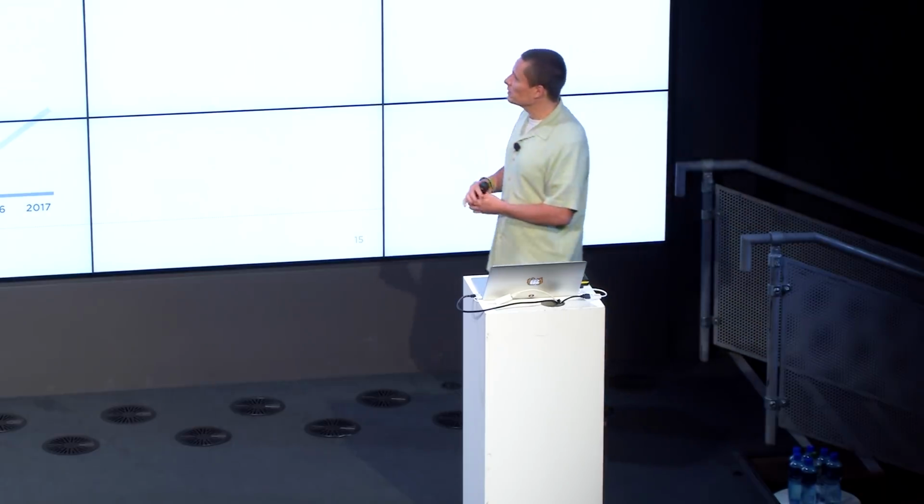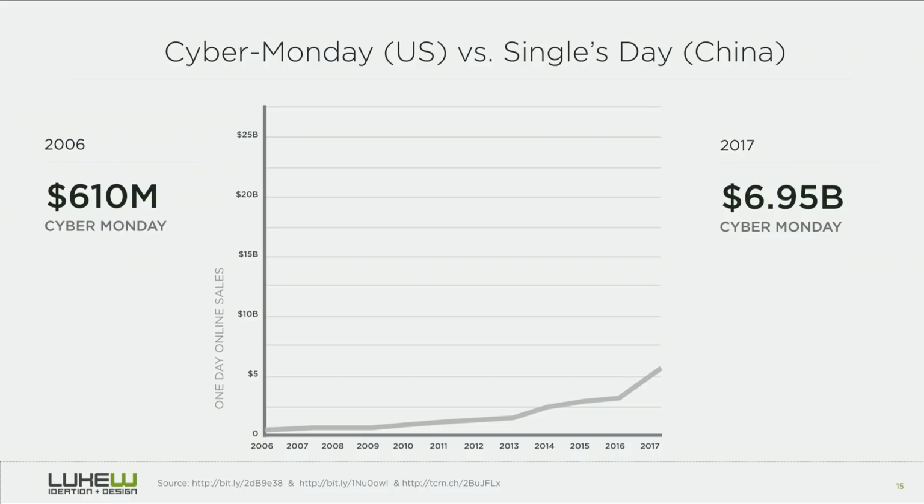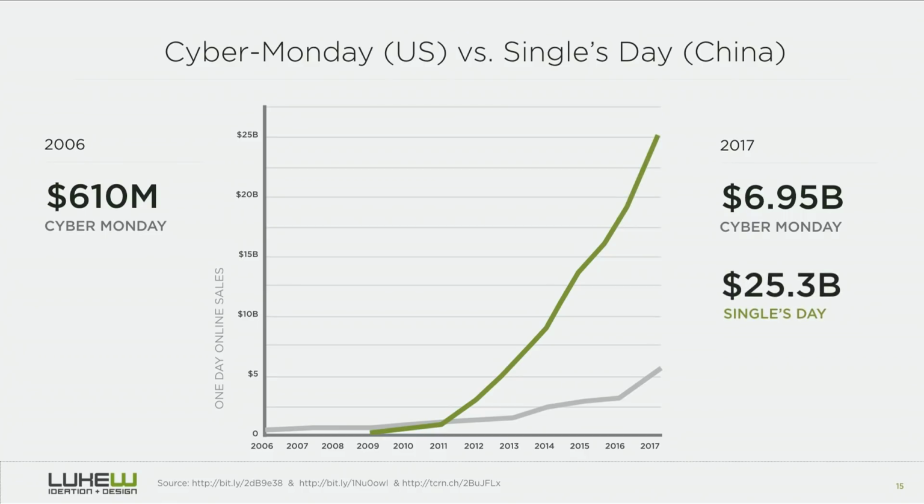If you look at the largest one-day shopping day in China, however, it's Singles Day. It was created around 2009, and you can trace its trajectory. Last year, it did 25 billion in online sales in one day. So again, differences in markets. The US, a pretty mature market. China, a less mature market. And remember the smartphone penetration numbers.